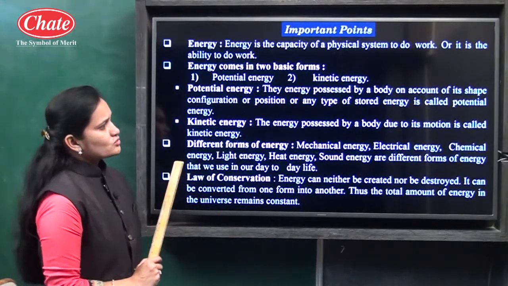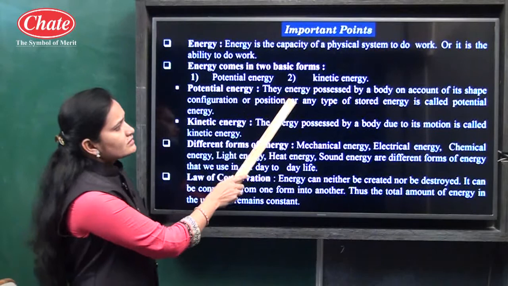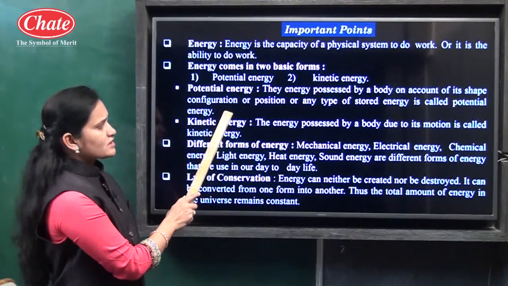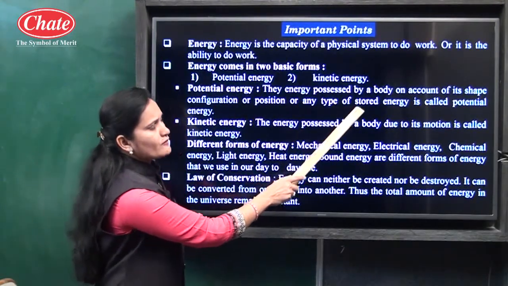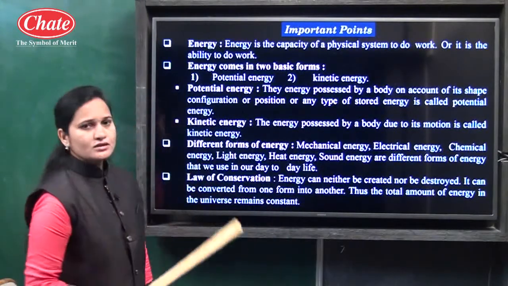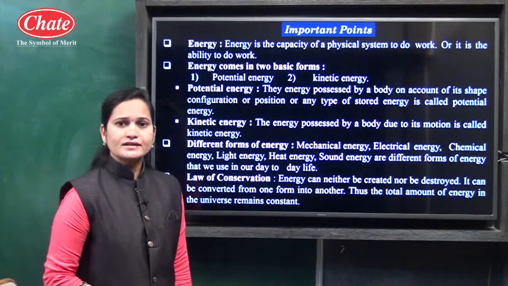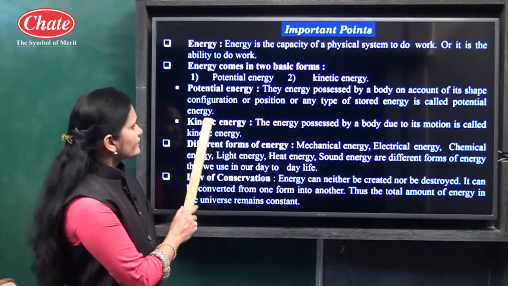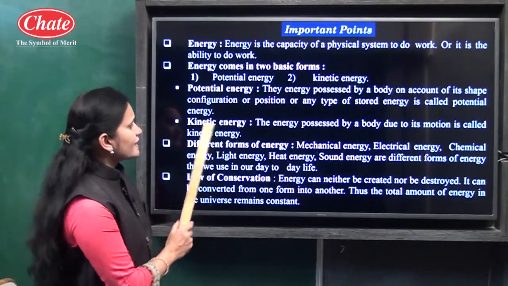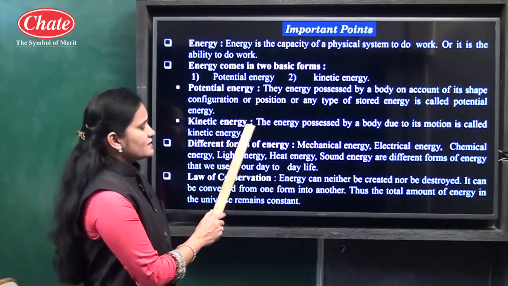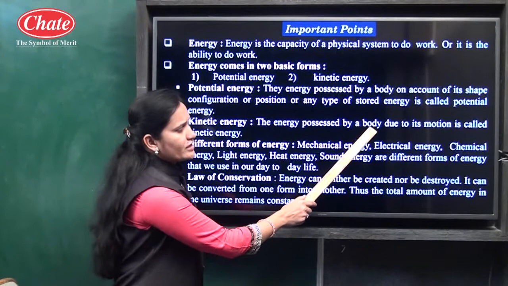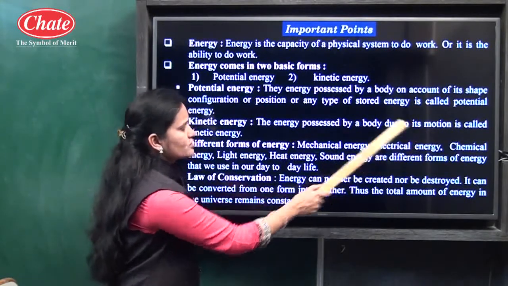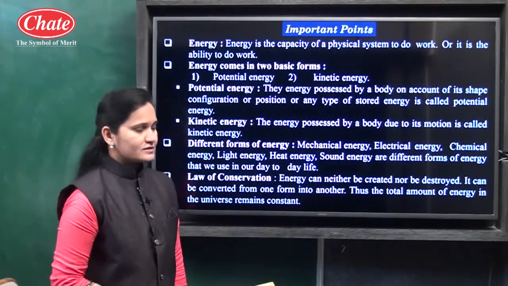Now potential energy means the energy possessed by a body on account of its shape, configuration or position, or any type of stored energy is called potential energy. It means stored energy is known as potential energy. The next form of energy is kinetic energy. Kinetic energy means the energy possessed by a body due to its motion.